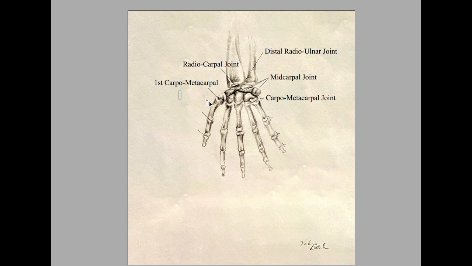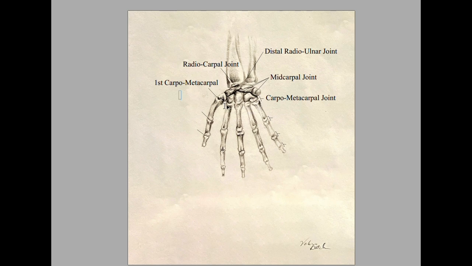So it moves through the sagittal plane to produce flexion and extension of the pollex. It moves through the frontal plane to produce abduction and adduction of the pollex, and then moves through the coronal plane to produce flexion and extension of the pollex. Okay. So the first carpal metacarpal joint is very mobile. The rest of these carpal metacarpal joints are not. The fifth has a little bit of mobility to it.